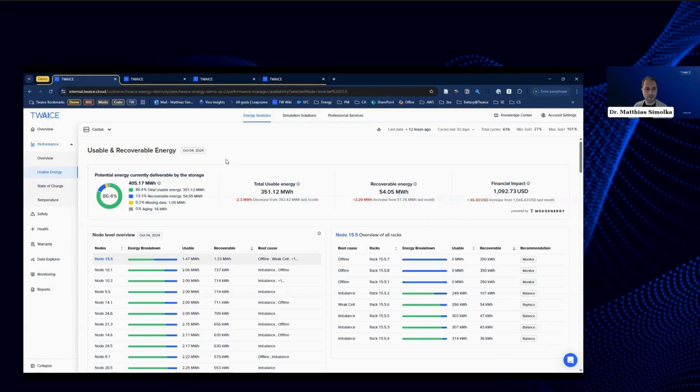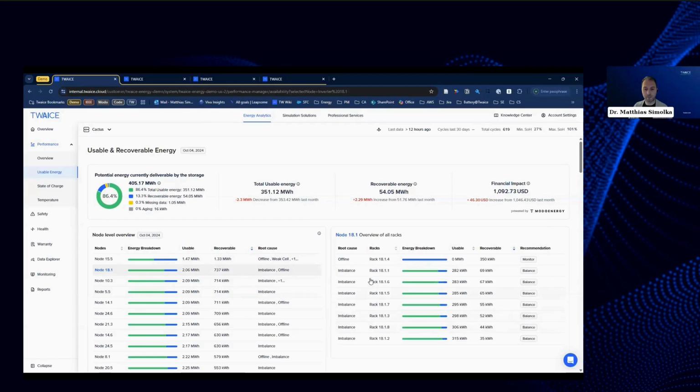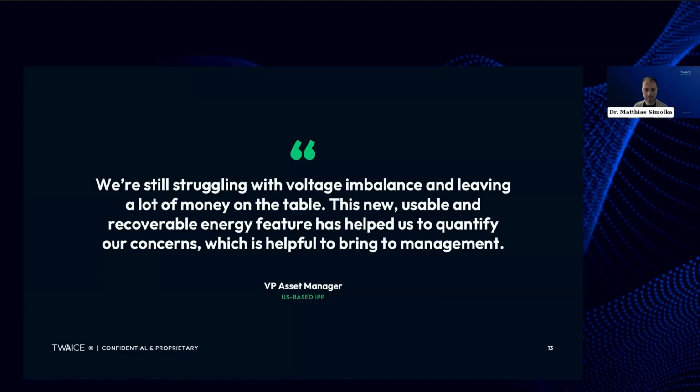That's what I wanted to share in this sense. You can, of course, dive deeper into all of the different nodes, see what other root causes there are for the different nodes, and what you can gain back by doing the different corrective actions. But let me stop sharing at this point and jump back and finish this section with a quote from one of our customers who already experienced this.